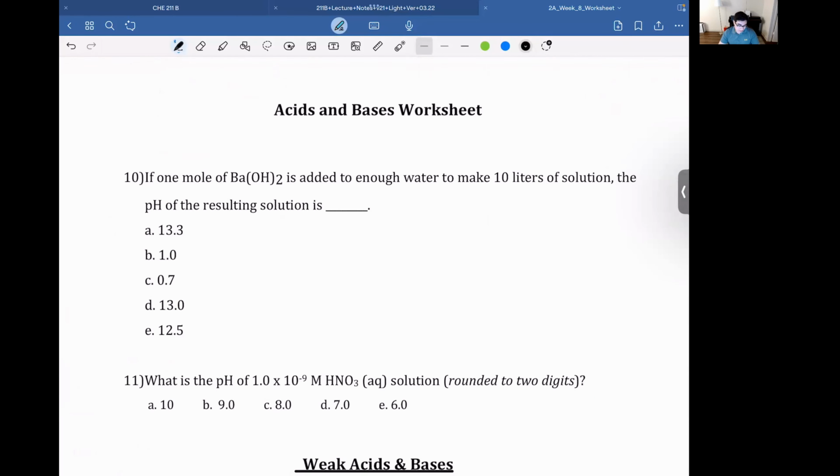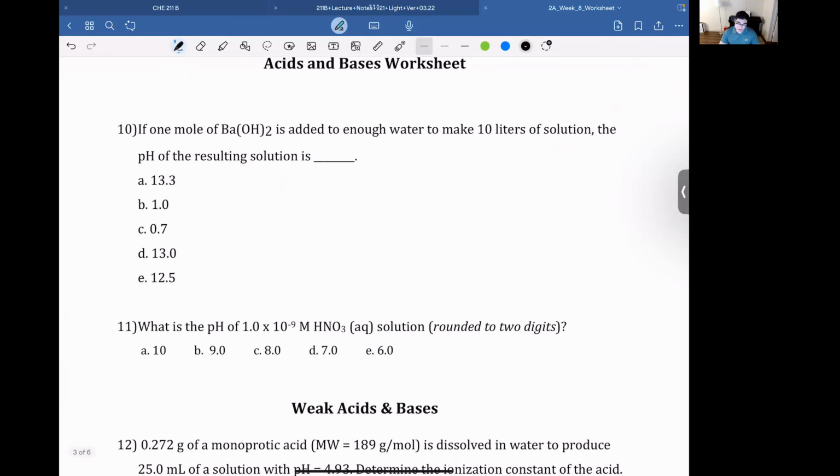Number 10 says if 1 mole of barium hydroxide is added to enough water to make 10 liters of solution, the resulting pH of the solution is what? So we can write out the equation. We're doing basically the same thing for this one, just backwards. So we start with the chemical equation. Now I'm going to assume that this whole thing dissolves because I don't think you've learned KSP yet. So solubility equilibrium. I'm going to assume all of this dissolves.